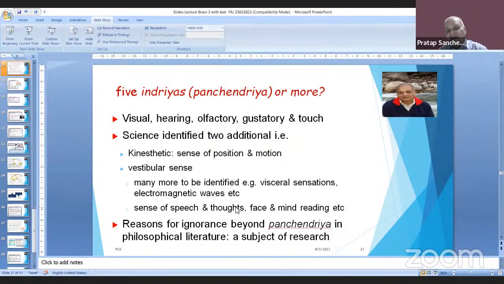It is possible that in the near future, we may identify more visceral sensations and electromagnetic waves, which will decide how we see or forecast the things which are to come. The reason for ignorance beyond panchendriya in philosophical literature is a subject of research, or whether they have taken into consideration the kinesthetic and the vestibular sense, I'm not very sure.